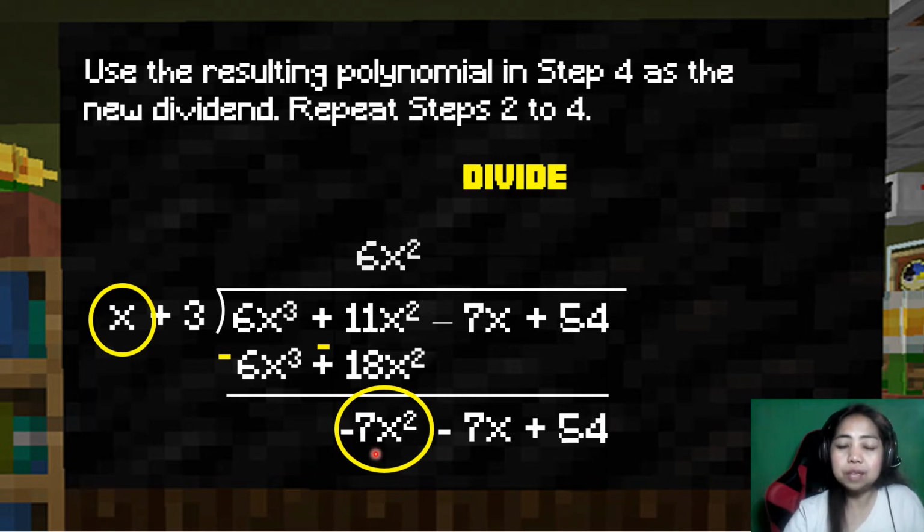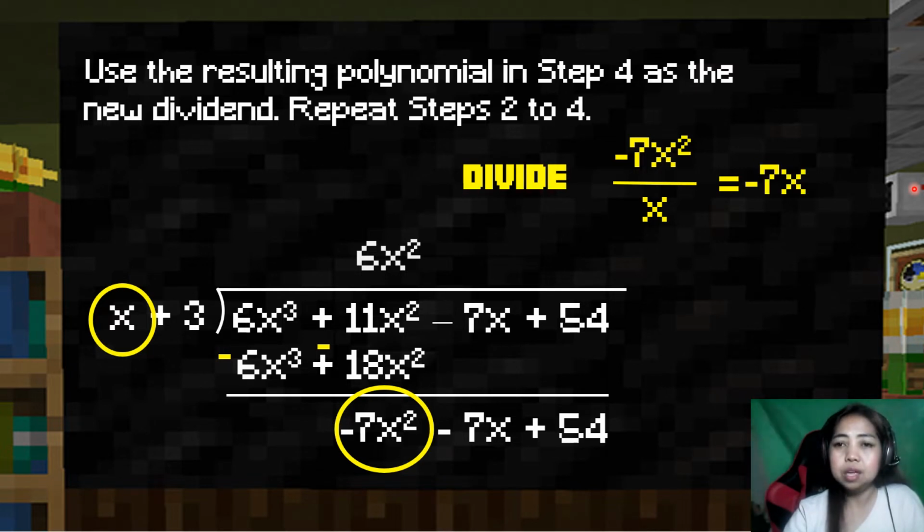So, negative 7x squared divided by x. So, parang ganyan yan. Again, meron siyang invisible na numerical coefficient na 1. So, negative 7 divided by 1 is negative 7. And then, x squared divided by x. Remember, meron din siyang exponent na 1, invisible. So, 2 minus 1 is 1. So, negative 7x na lang. Ilalagay ngayon natin yun doon. Yun yung ating pangalawang quotient na.